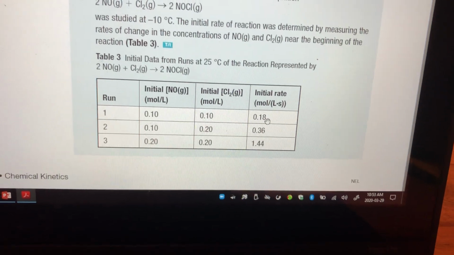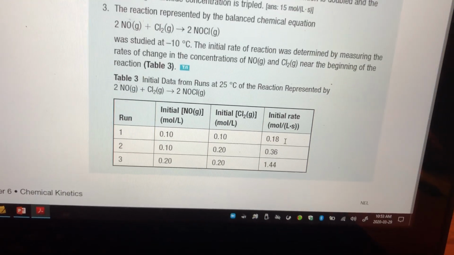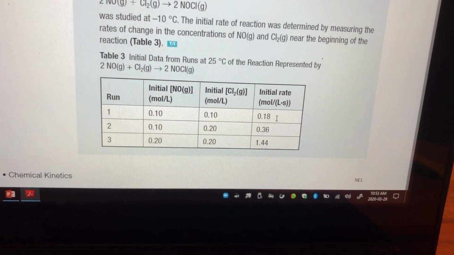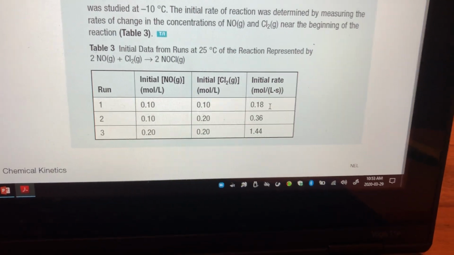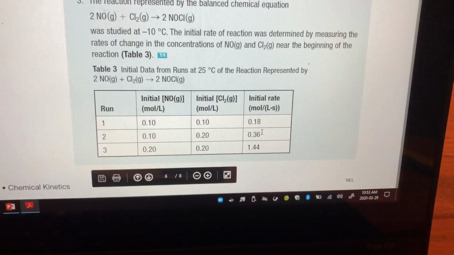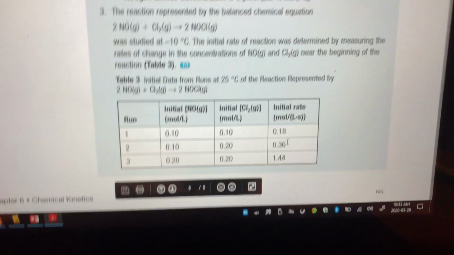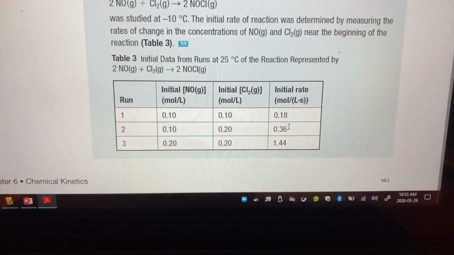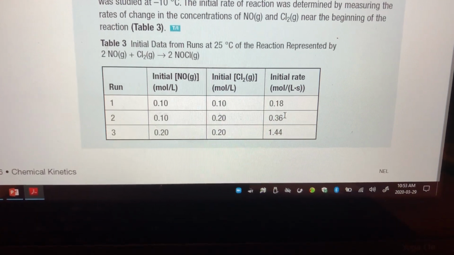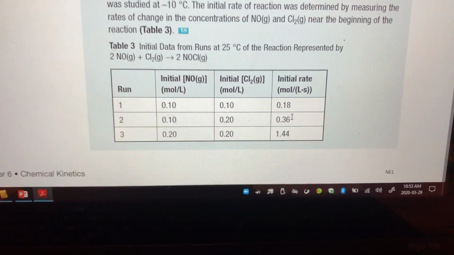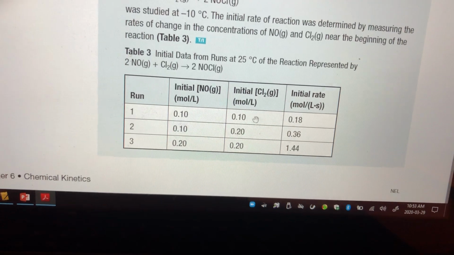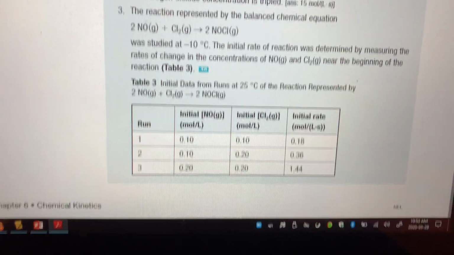And how does that affect the rate? So what is 0.36 divided by 0.18? And it is 2 as well. Okay, so because both of them changed by a value of 2, therefore the exponent is 1, right? Because 2 to the exponent of 1 is 2. So therefore, the order of reaction for Cl2 should be 1.